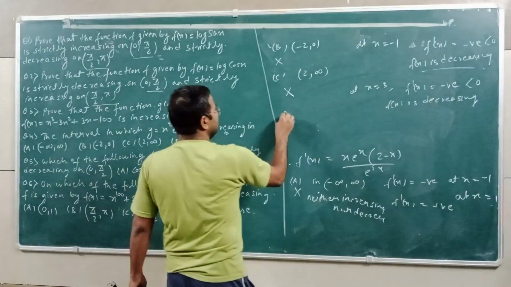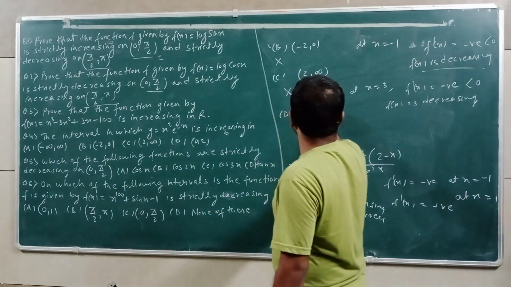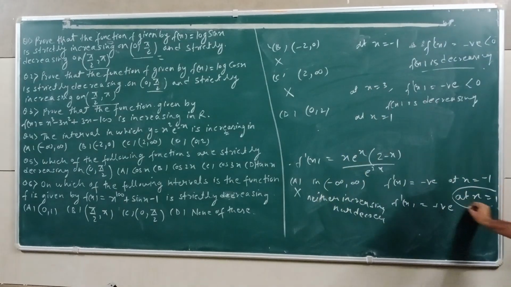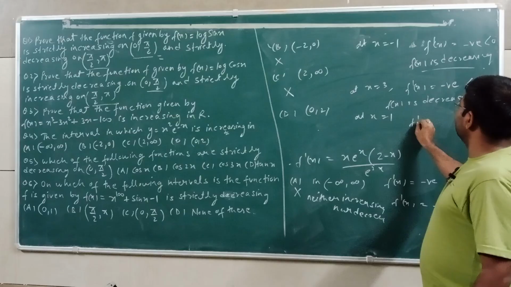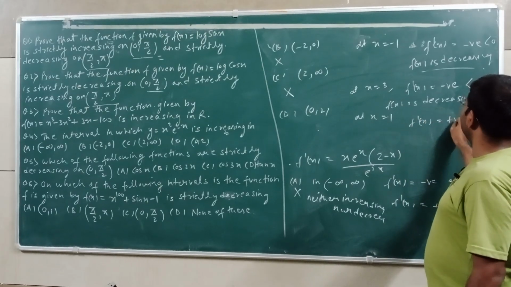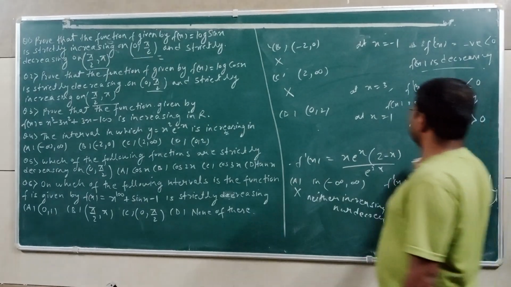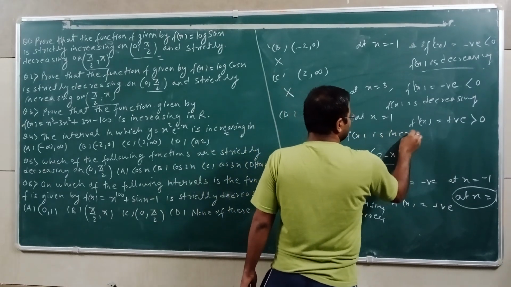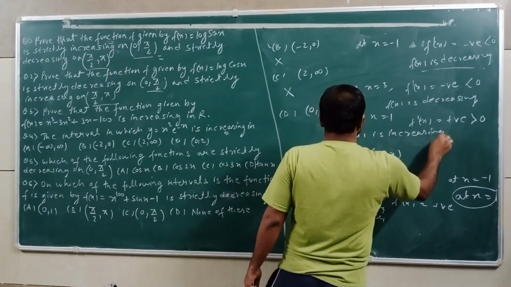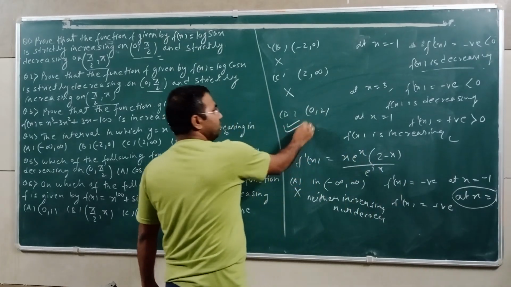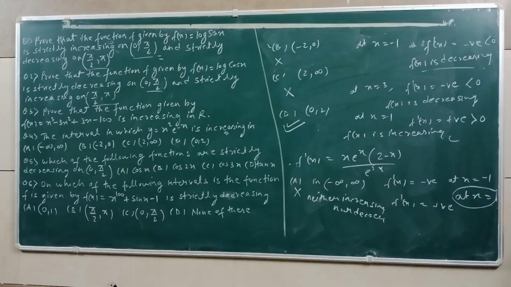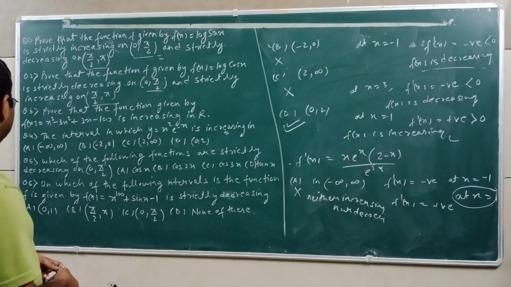Now we have to check D. 0 to 2. 0 to 2 means at x is equal to 1. So see here, at x is equal to 1, we find f dash x is a positive value, greater than 0. Then you can say that f x is increasing. Then you can say that option D will be the correct option of question number 4. Okay, so see here how you tell the answer of question number 4. I hope you have understood.